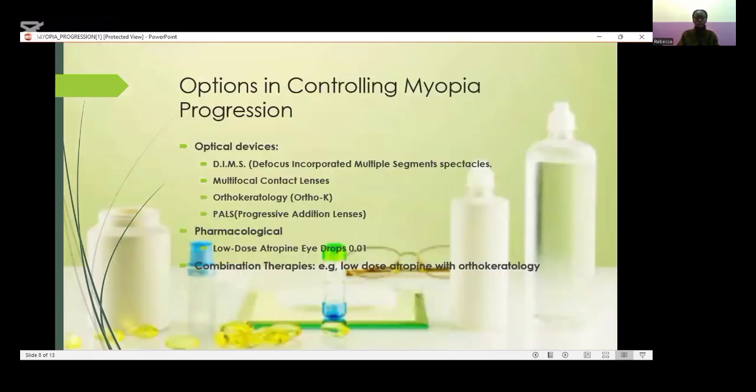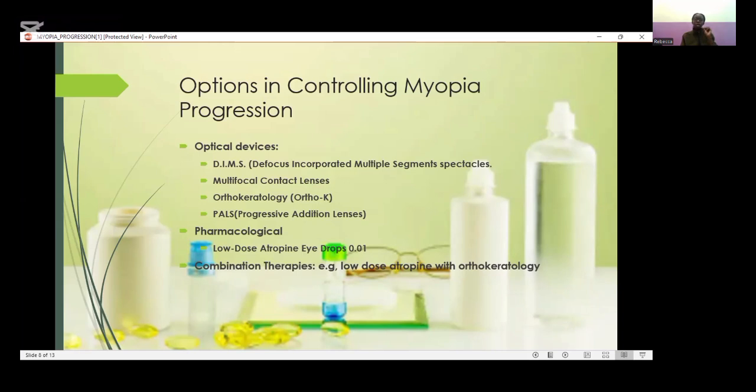So we have various options based on the three techniques we have seen before. We have options that are going to help us achieve that. So we have the options below. Number one, we have optical devices. The optical devices include DIMS, defocus incorporated multiple segment spectacles, which we're going to look at in a short while, and also multifocal contact lenses. Then we have orthokeratology, which I'm going to explain right away.